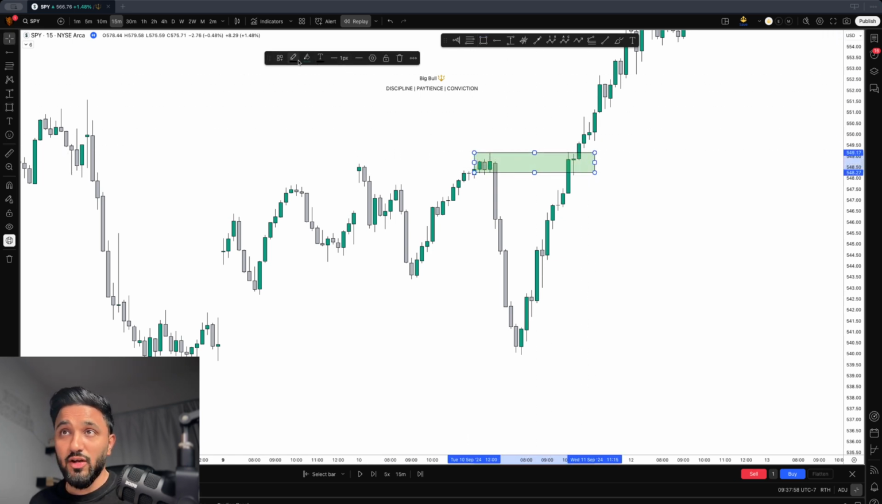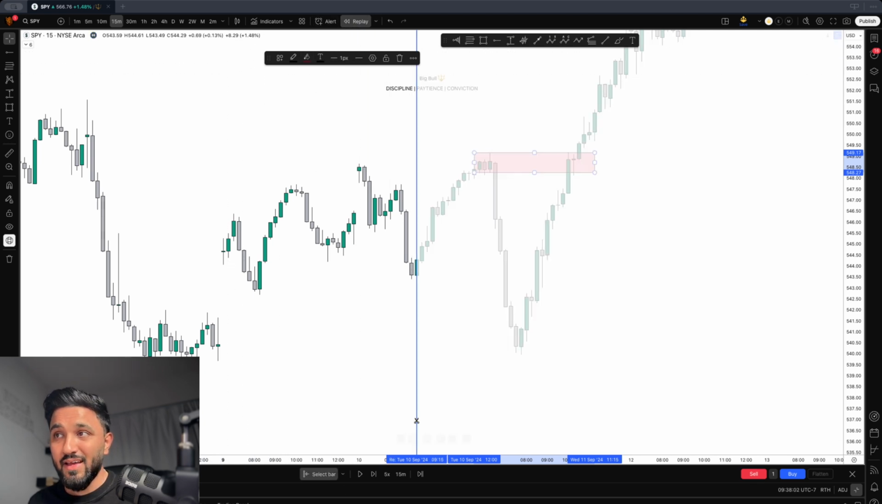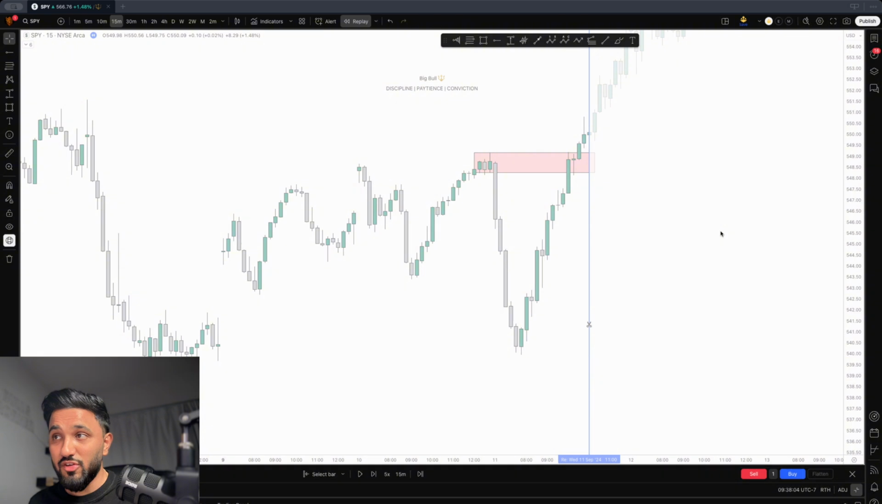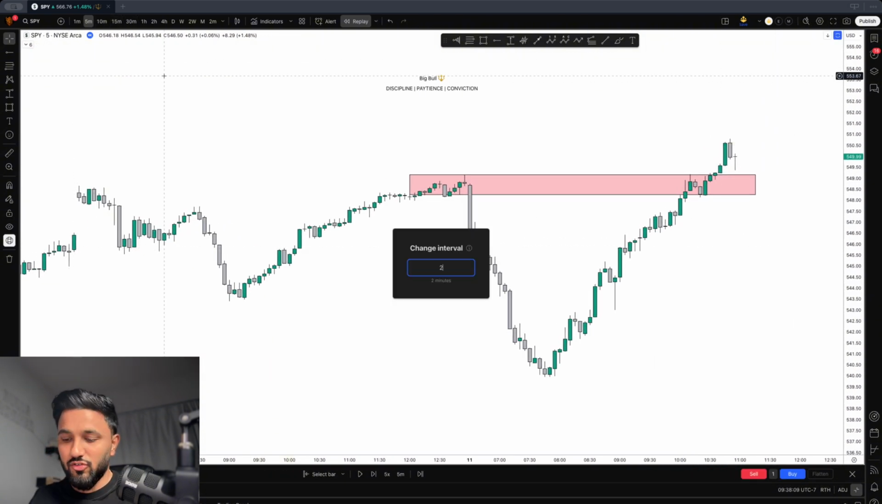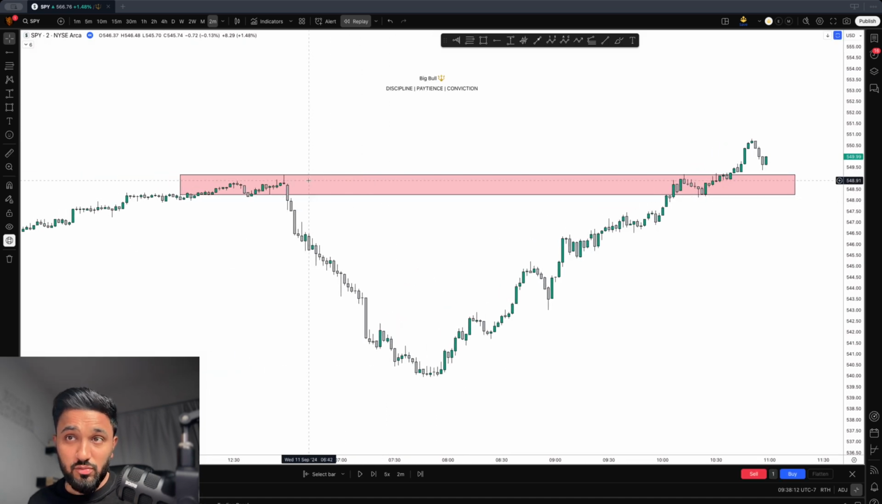Why didn't price reject here? Because there was no confirmation. Now let's go into a smaller time frame and see there was definitely no confirmation in this pocket. If we go into the 5 minute or even 2 minute time frame, let's go into the 2 minute time frame. That was a pretty valid liquidity pocket.